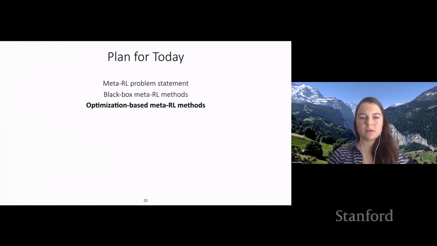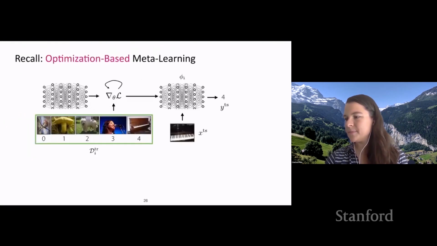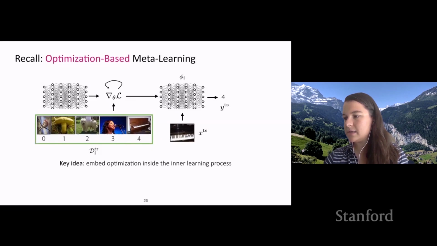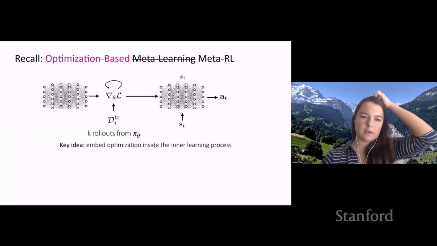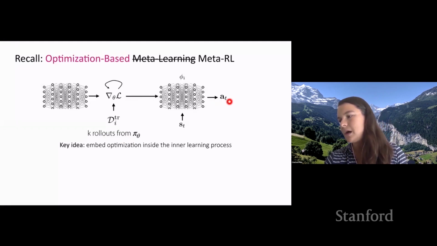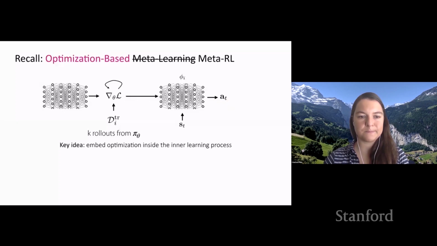Okay, so let's talk a bit about optimization-based meta-RL methods. Recall that with optimization-based meta-learning, we're embedding this kind of optimization procedure or gradient descent into the learning process. Now, to turn this into a meta-RL method, the key thing that's going to change is that we're going to be running an optimization on experience from our policy. And instead of outputting some label, we're going to be outputting an action from our policy.